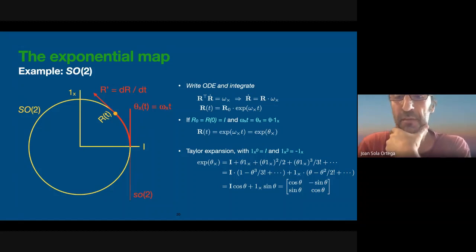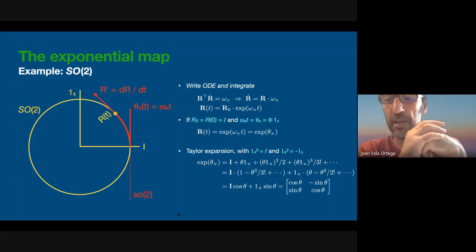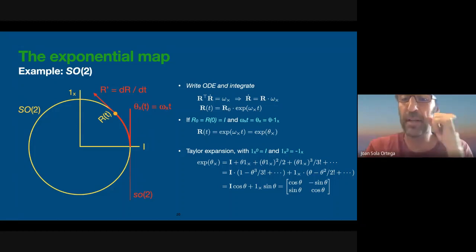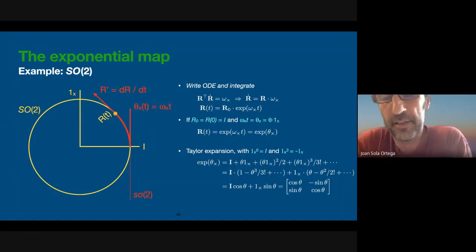And the powers of 1 cross: if you multiply 1 cross squared, it gives you 0, and if you multiply 1 cross cubed, it gives you -1 cross, and so on. So you can group all these elements in terms of I and 1 cross. And you find these parentheses, 1 minus theta cubed over 3 factorial, and so on. Each one of these two series is the series of cosine of theta and sine of theta. So you get I times cosine of theta plus 1 cross times sine theta.